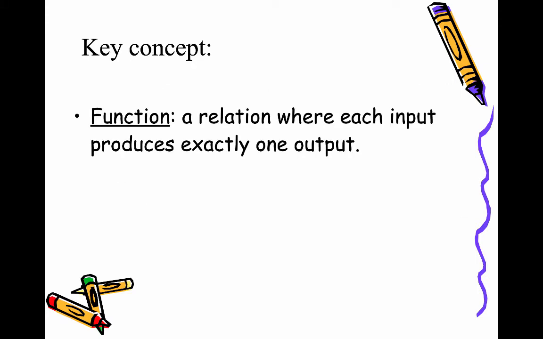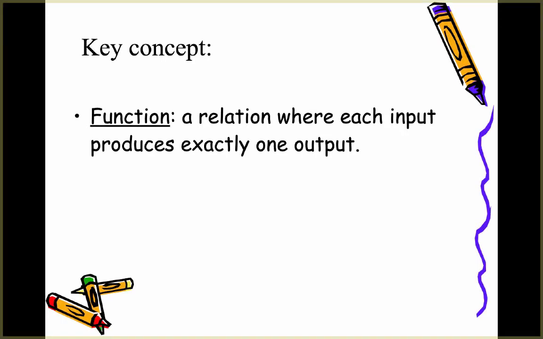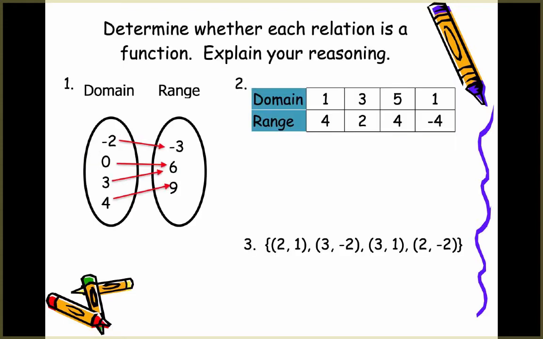So today's key concept is a function. The key piece with this is a function is a relation where each input produces exactly one output. So to be a function, each input can have only one output. Here we are going to determine whether each relation is a function. Recall from last slide that to be a function, each input can only have one output.